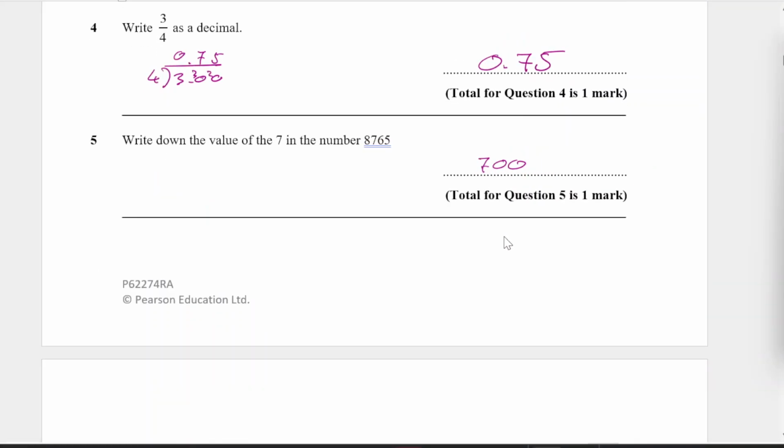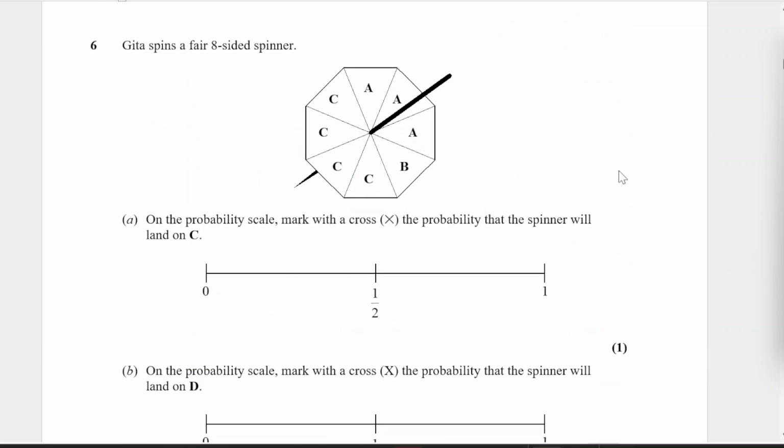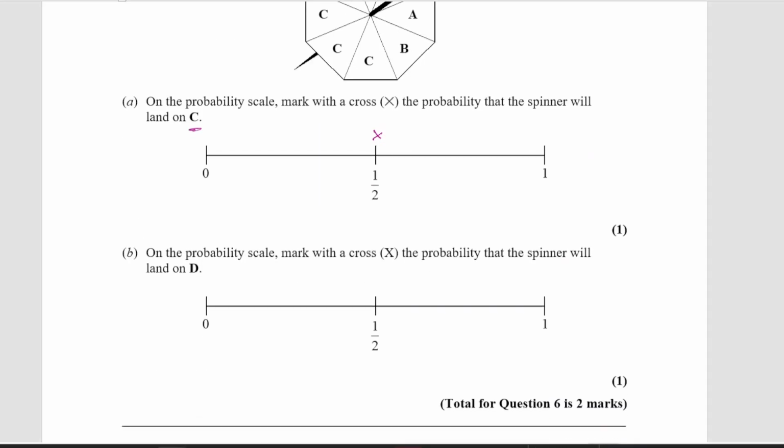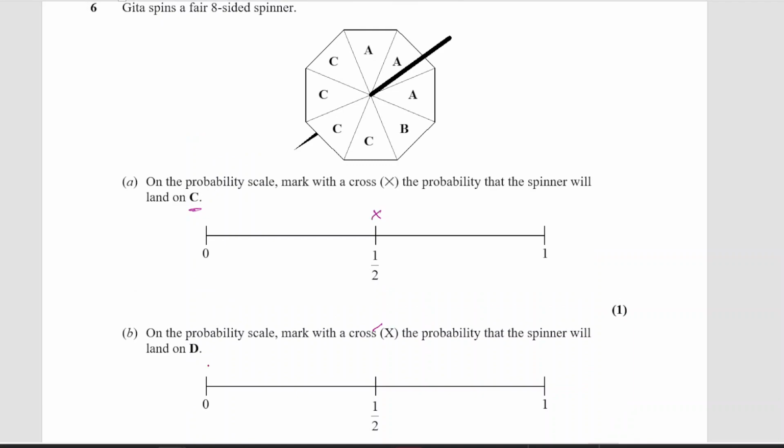Okay, question 6. On the probability scale, mark with a cross the probability that the spinner will land on a C. Well, we've got half of them are C's, so we've got a cross at a half. On the probability scale, mark with a cross the probability that the spinner will land on a D. We've got no D's, so that's going to be 0.